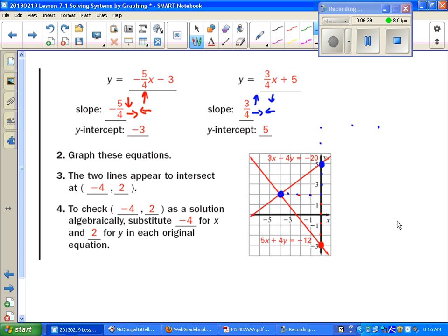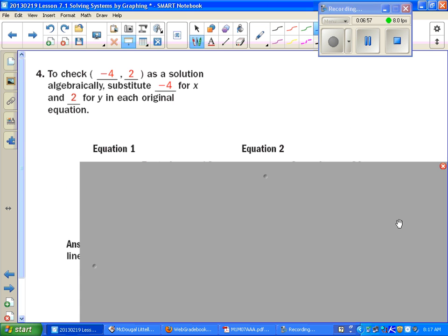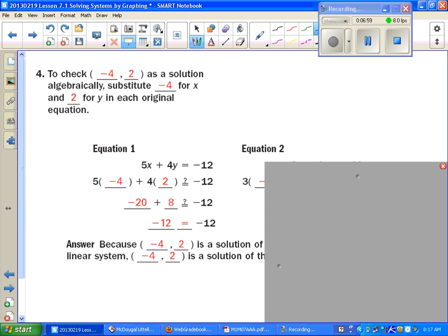Then you want to estimate that point. In this case, you can see that that point's value is -4, 2. Remember, because you go to its x value first, and then comma y value. So -4, 2. Then you want to plug those values in for both x and y to see if they give you true statements. If we plug it into equation number 1, this is x and this is y. So 5 times not x, but -4, plus 4 times not y, but 2.